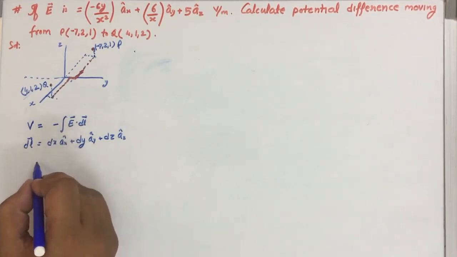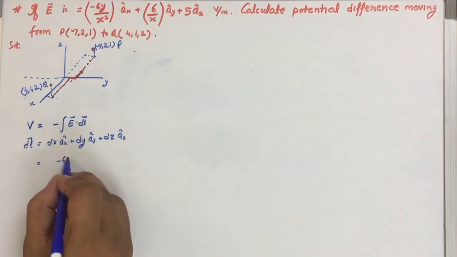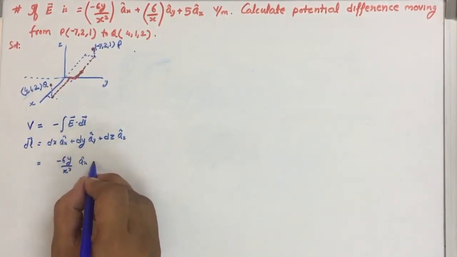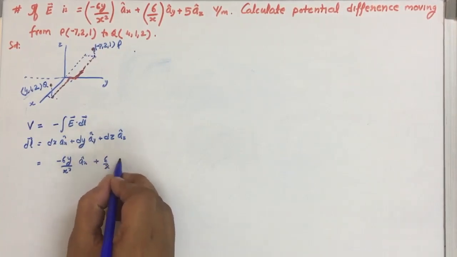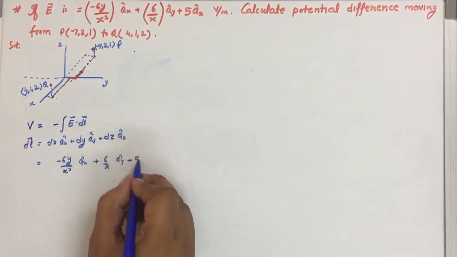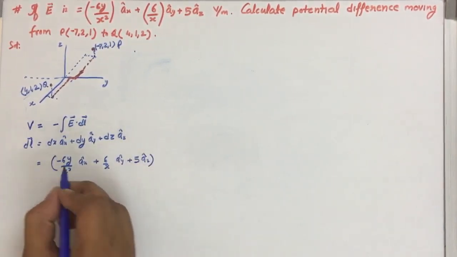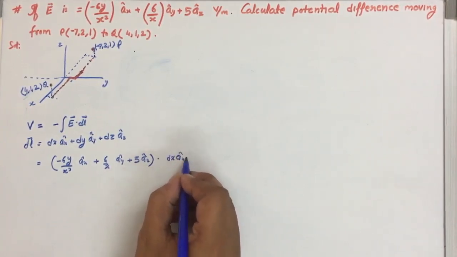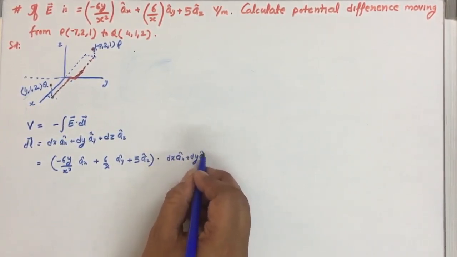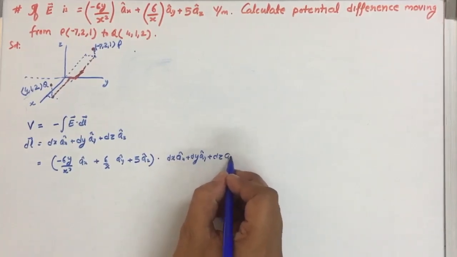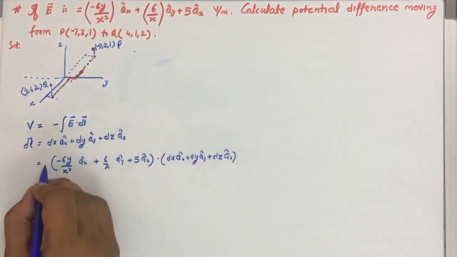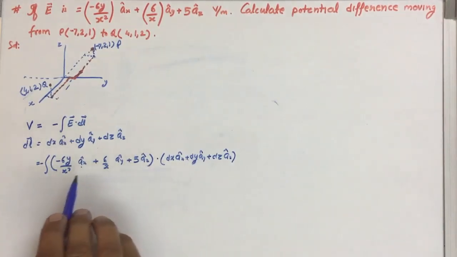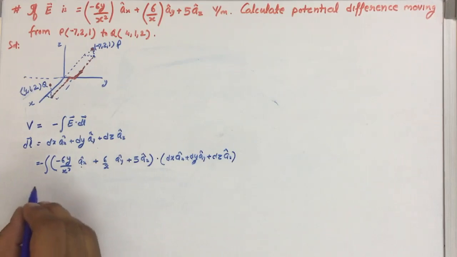Solve this. E is given as -6y/x² in the direction of ax, plus 6/x in the direction of ay, plus 5 az. Now we will take the dot product with dl, which is dx ax plus dy ay plus dz az. Now integrate this: just do the dot product, then integrate.